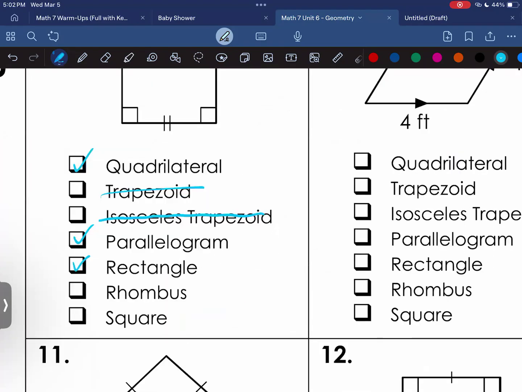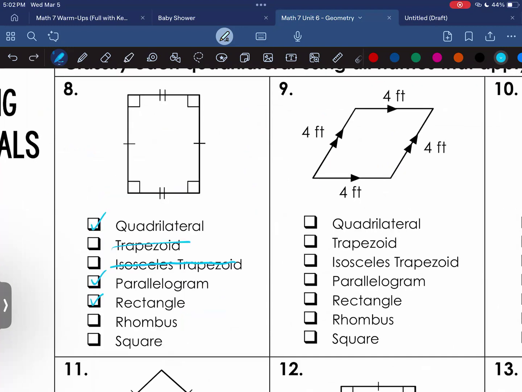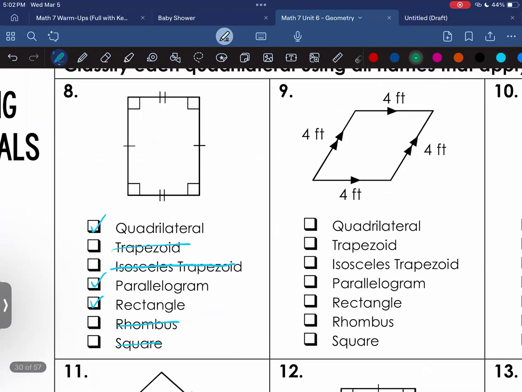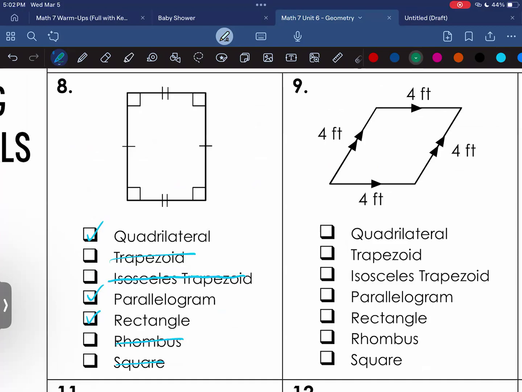We can see that the opposite sides are equal, but not all four. So these are also out. And I will go over also what these mean. These lines right here, so that is one. That also has one line. That means that it's the same measurement.